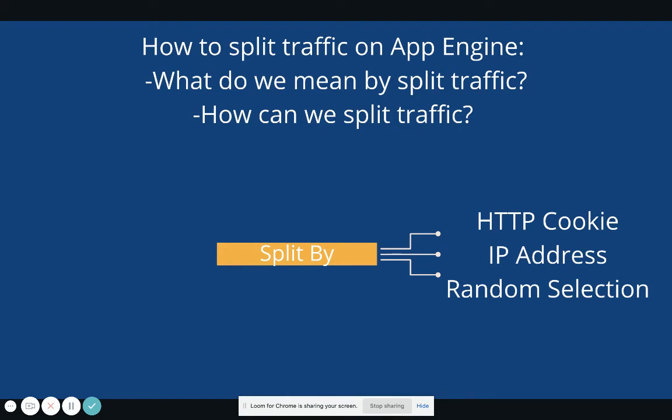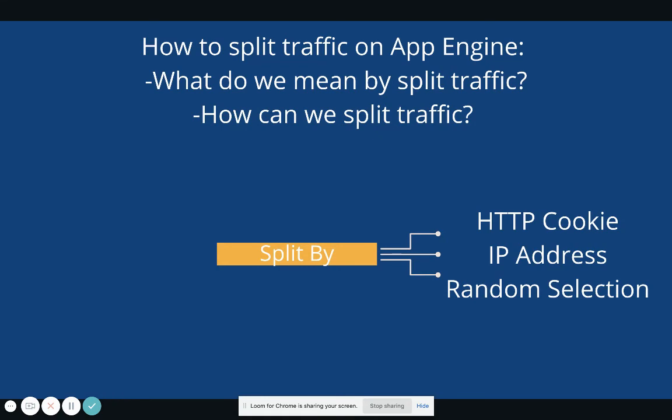We also have IP address, random selection. Let's go through a random selection first. Random selection evenly distributes the workload, which means it splits traffic evenly between the versions that you have. It gives you a little bit of flexibility, but not enough if you want to use this for a long-term application.